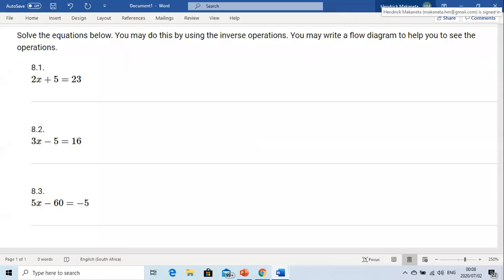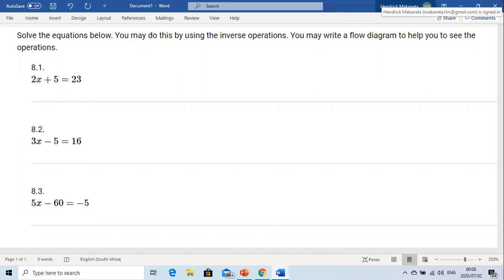Now we are going to start with the equations below. I just want to give you an opportunity to solve these equations and of course find the value of x. So we are given three equations there. The first one is 2x plus 5 is equal to 23, followed by 3x minus 5 which is 16. And then the next one will be 5x minus 60, which is negative 5. So those are the three equations.